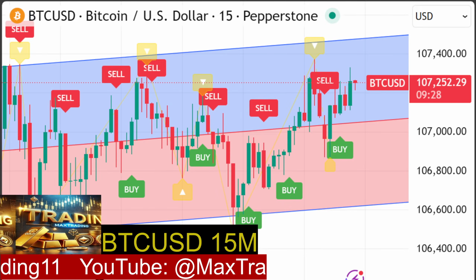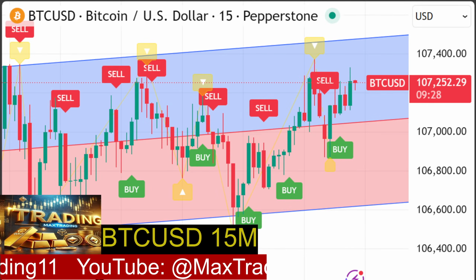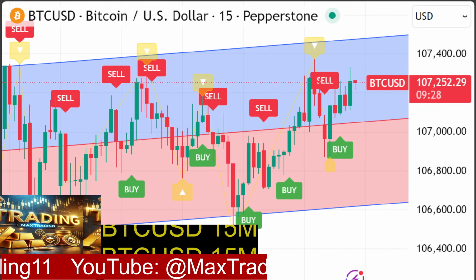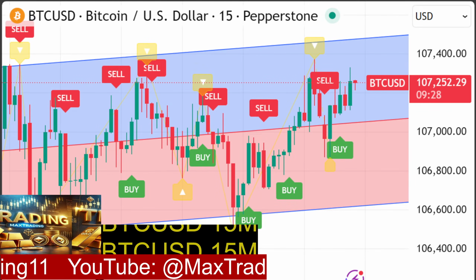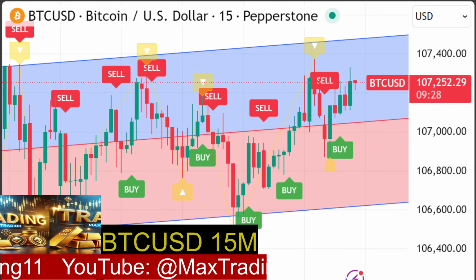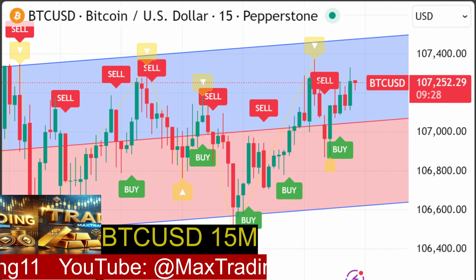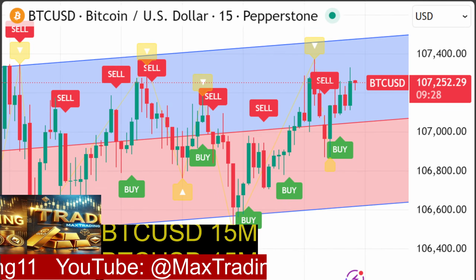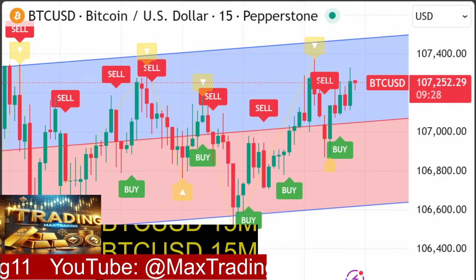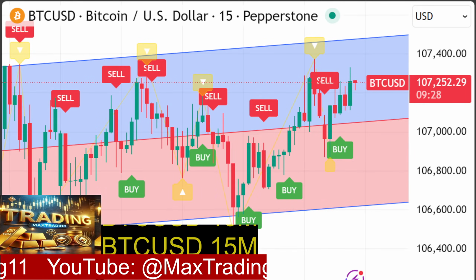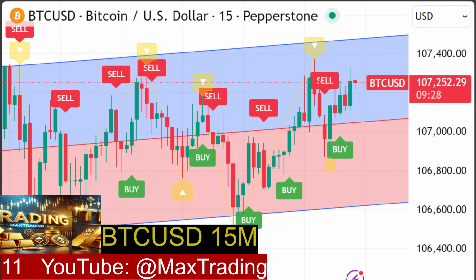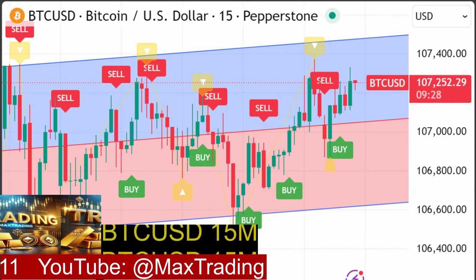An upward slope suggests buying pressure is dominant, and we should primarily be looking for long opportunities. A downward slope indicates sellers are in control, pointing us towards short opportunities. If the channel is flat, it signals a period of consolidation or a ranging market, where we must be more cautious and trade between the boundaries.